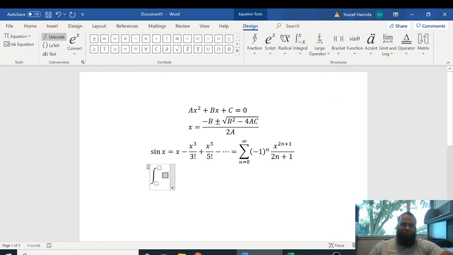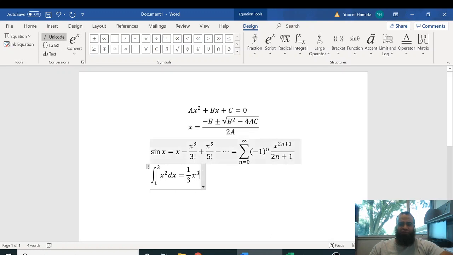Let's say x to the second power dx, and then I want to integrate this from 1 to, let's say, 3. Let me use my arrow here just to get to the right. And I put equals to what? 1/3 of x cubed, right? And evaluated between 1 and 3.